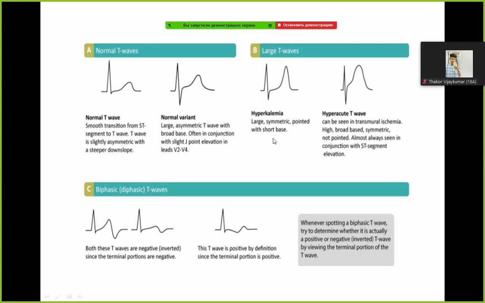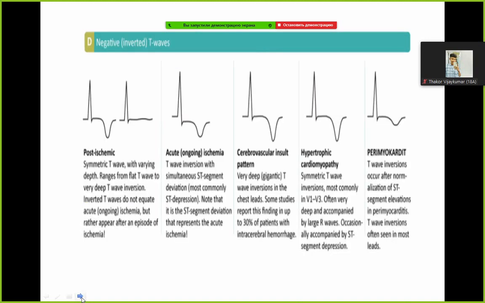Large T waves. For example, hyperacute T wave can be seen in transmural ischemia. Biphasic T waves, which have a positive part and a negative part. And negative or inverted T waves, different types and different causes of negative T waves. Ischemia never causes isolated T wave inversions.